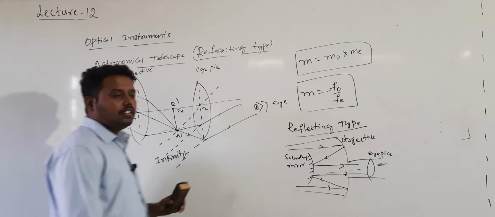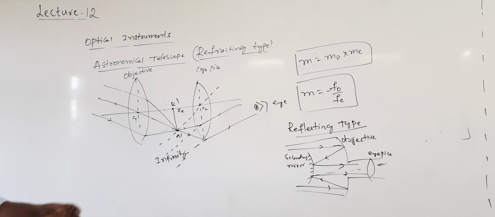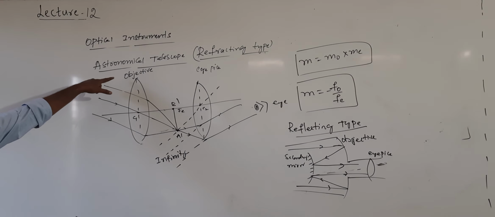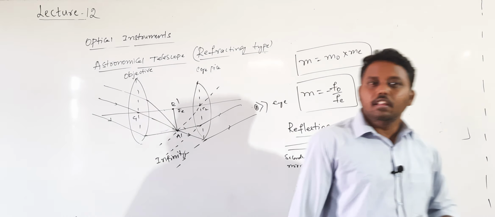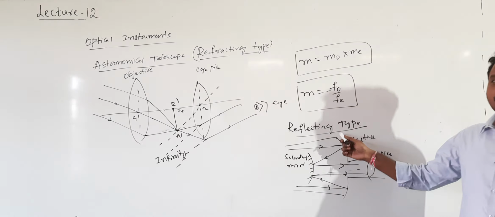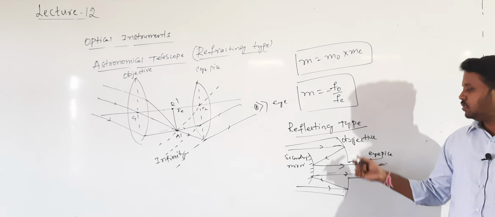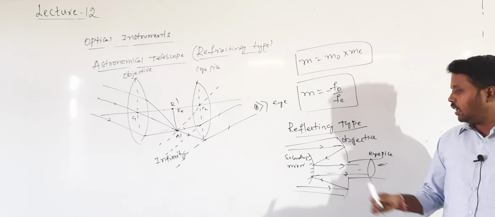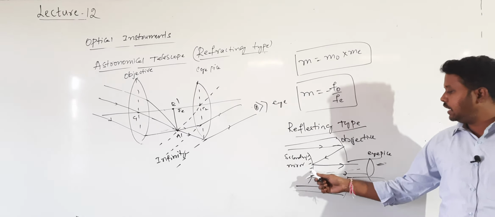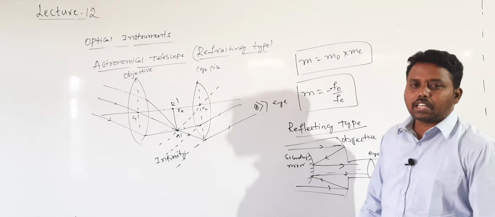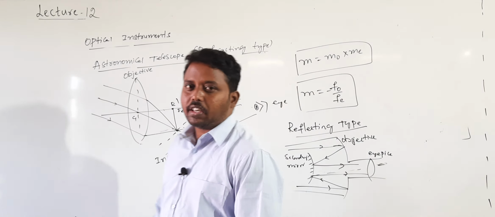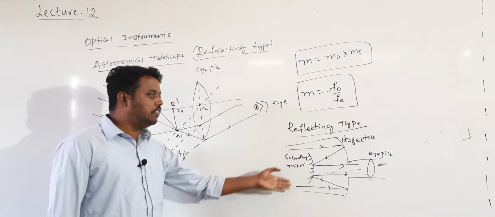In this way, why? Because holding the objective lens is somewhat difficult, so that's why we can use a mirror instead of a lens. A mirror you can hold easily, and holding it is very easy. The light rays will undergo multiple reflections and reach the eyepiece. This is one of the most popular telescopes used nowadays, of the reflecting type.